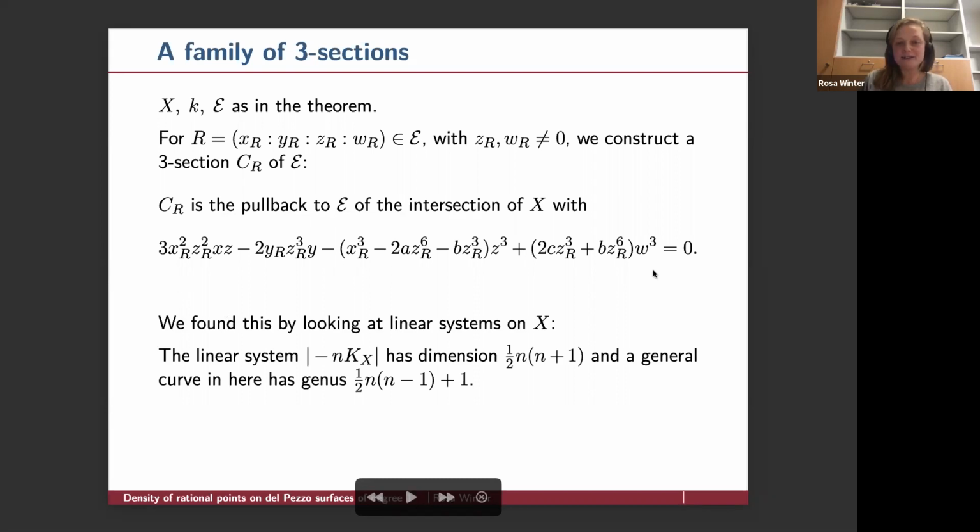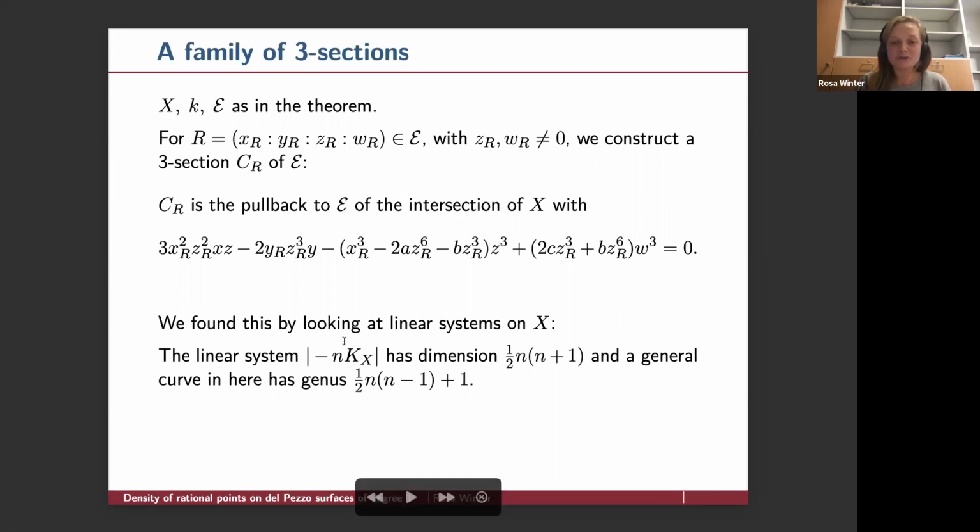And how did we get this very explicit equation? Well, we actually looked for this in linear systems on X. The idea is that the linear system minus nK_X has dimension given by 1/2 n times (n+1). And a general curve in here has genus 1/2 times n times (n-1) plus 1. Of course, if we want to find multi-sections with infinitely many rational points, we hope to find low genus curves.